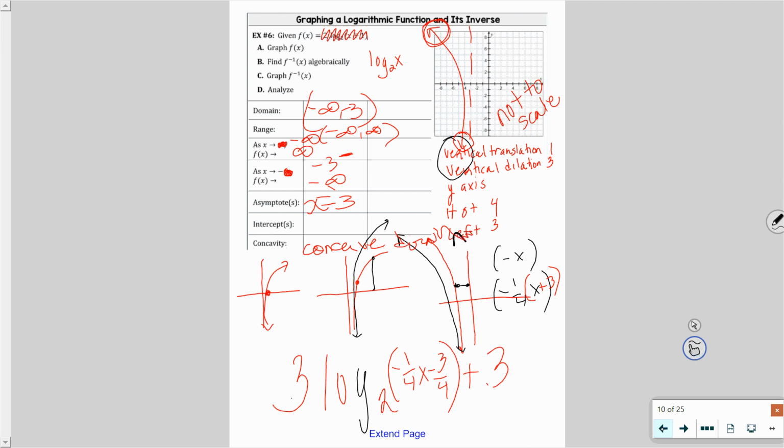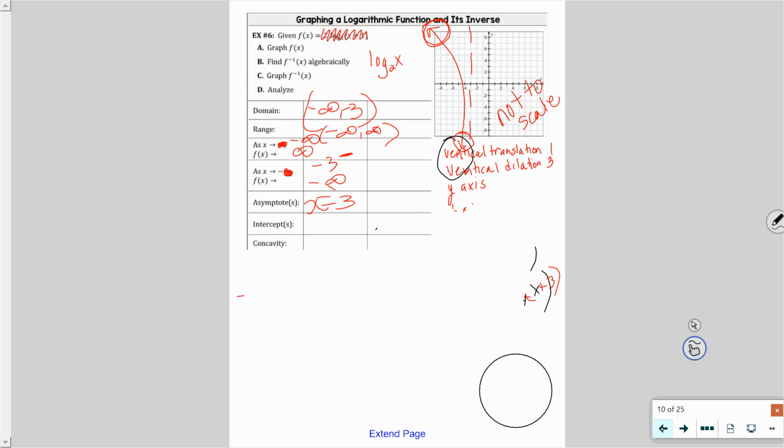Okay? How can I get the domain algebraically? Max, what do you think? What can I do? You just figure out when the inside of the log is 0, because that's when it switches. Okay, good. So I'm going to change it. Oh, what was the inside? I just erased it. -1/4 x minus 3/4, right?